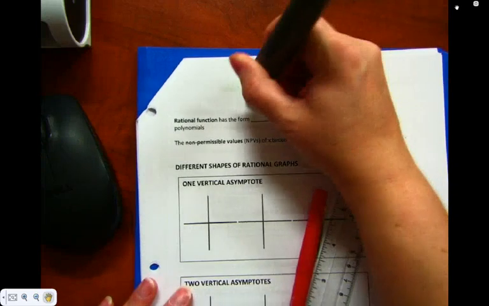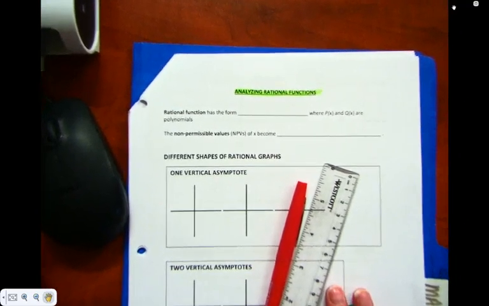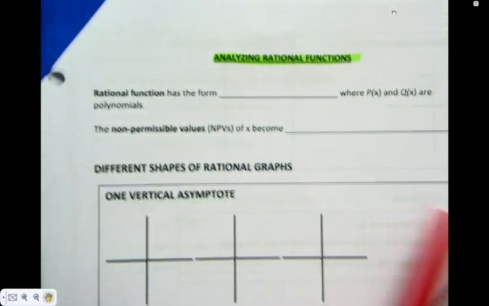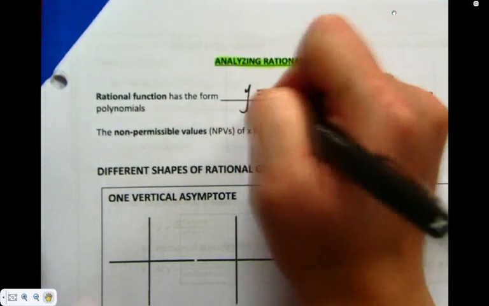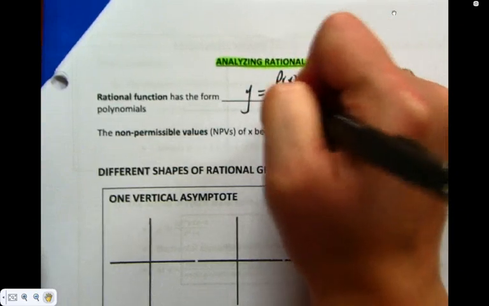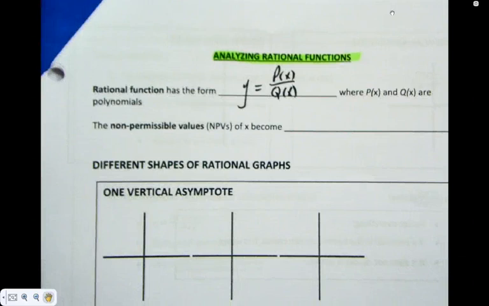Analyzing rational functions. Rational functions have the form y equals p of x divided by q of x, where p of x and q of x are polynomials. So these are the ones where you're dividing something by something.